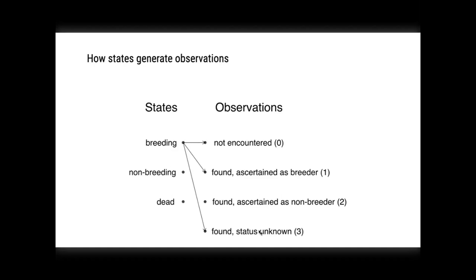Same thing if you are a non-breeding individual, you may be missed, you may be found and correctly classified as a non-breeder individual, or you may be found, but we cannot really classify you as a breeder or non-breeder individual. Okay, so to wrap it up, each life state can generate three observations, and the only deterministic link is that between dead and observation non-encountered, observation missed, the zero here. Because if you're dead, you cannot be detected for sure.